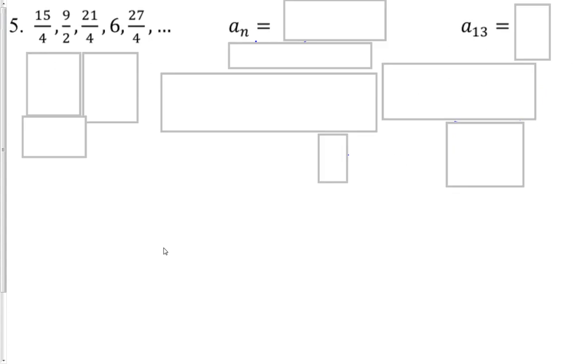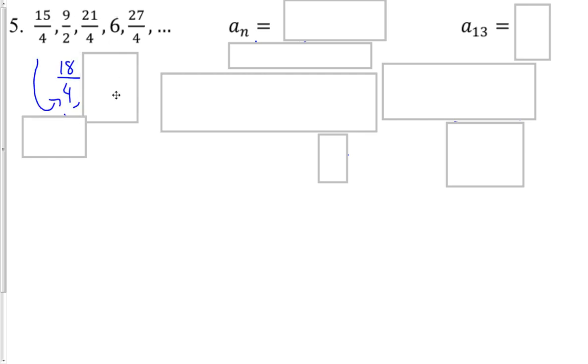Next, 15 fourths, 9 halves, 21 fourths, 6, 27 fourths. Oh boy, we've got 3 different denominators. So I'm going to make a common denominator of 4, because it's hard to see. Minus 6 plus 12, all of a sudden we're at 6, and the mixed up denominators mess that up. So this is going to be rewritten as 18 fourths. This will be written as 24 fourths.